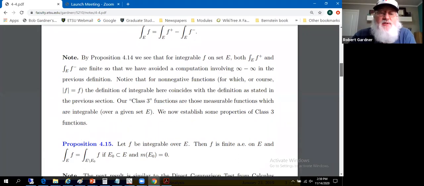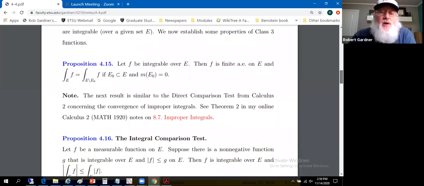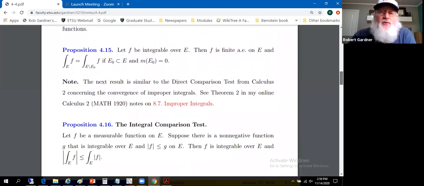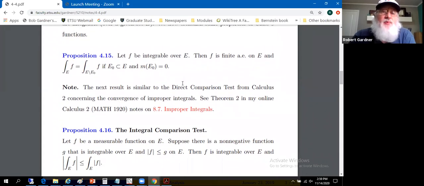So for some properties of class 3 functions, of course, these are going to look rather familiar. We can throw away sets of measure 0, is what proposition 415 says. Let f be integrable over E. Then f is finite almost everywhere on E. And the integral over E of f equals the integral over E set minus E sub 0 of f, provided E sub 0 is a measure 0 subset of E. So we can throw away sets of measure 0.